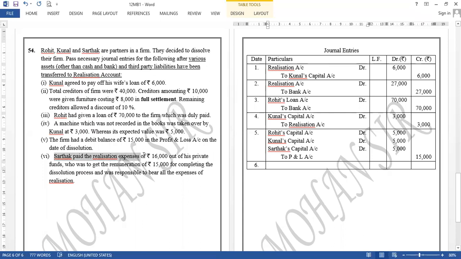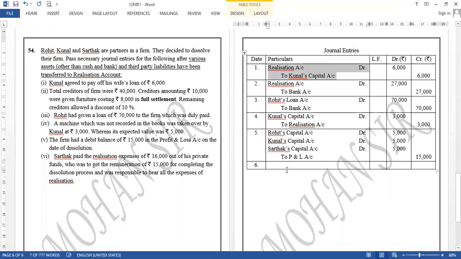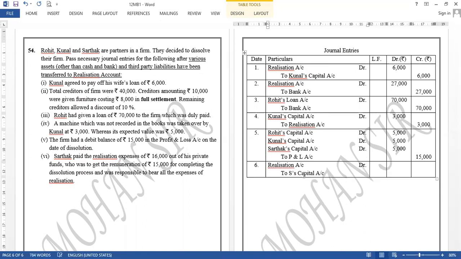Sarthak paid realization expenses of 16,000 out of his private funds, who was to get a remuneration of 15,000 for completing the dissolution process, and was responsible to bear all the expenses of realization. He was to get the remuneration of 15,000. इसका एंट्री क्या करेंगे? Realization to Sarthak. Realization to Sarthak is good. तो कुणाल की जगह हम सार्थक लिख देते हैं. To Sarthak's capital account. कितना remuneration as a firm हमको देना है? 15,000. ठीक है.